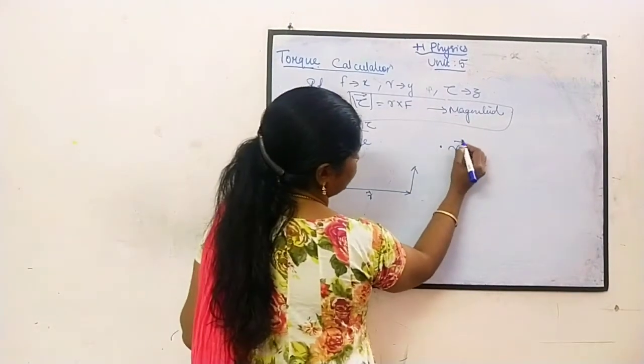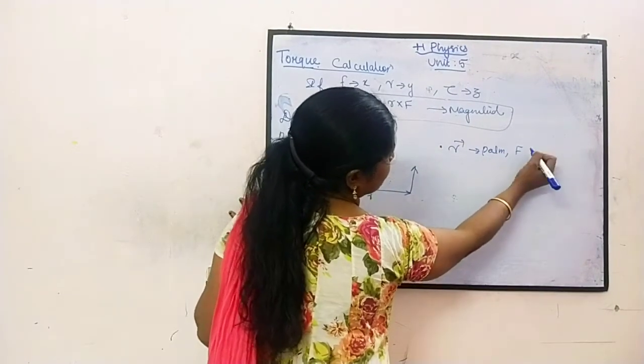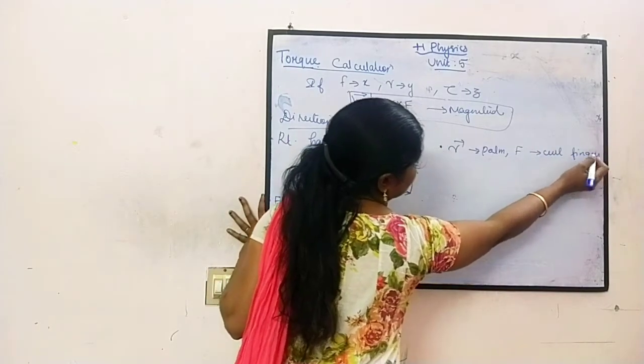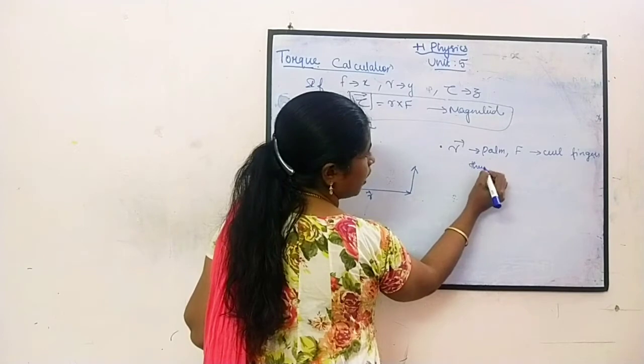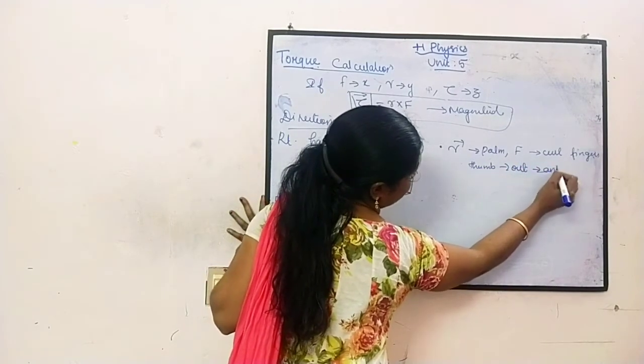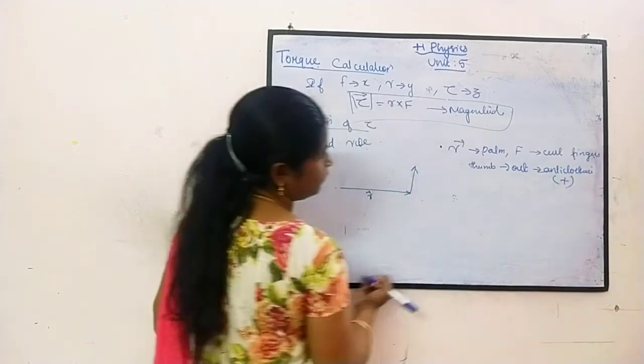ஓகே, R ஐ வந்து பாம்னு எடுத்துக்கோங்க. ஃபோர்ஸ் வந்து கேர்ள், ஃபிங்கர்ஸ் எந்த டிரெக்ஷன் இருக்கோ அங்கே கேர்ள் பண்ணணும். So thumb outward means, okay, if the thumb is outward, it is anti-clockwise direction. It is anti-clockwise. That means you have to take it as plus.